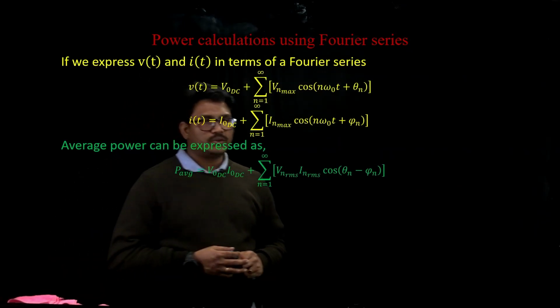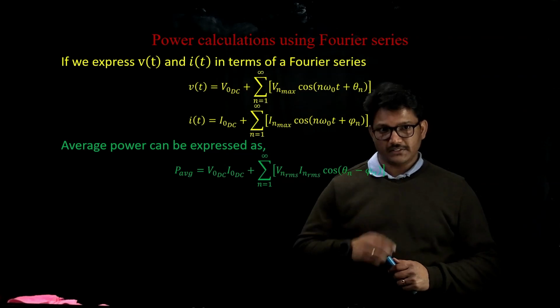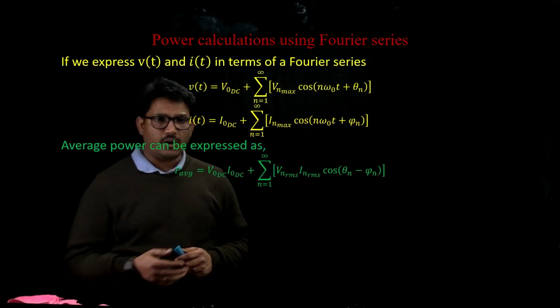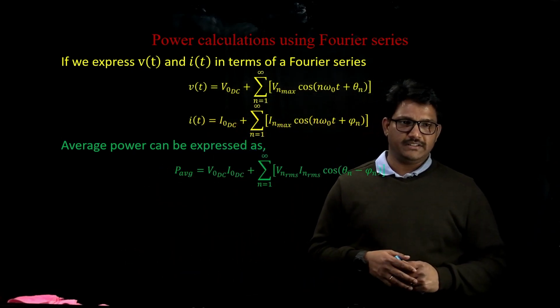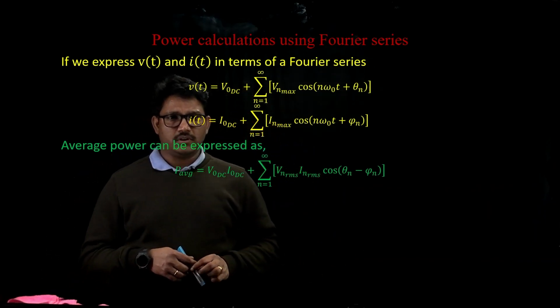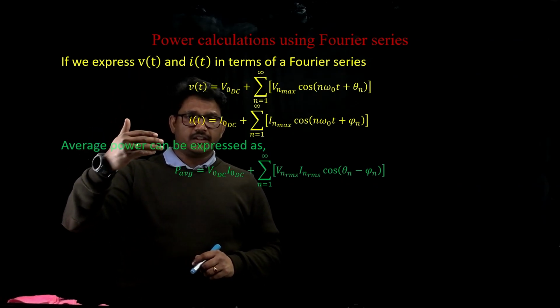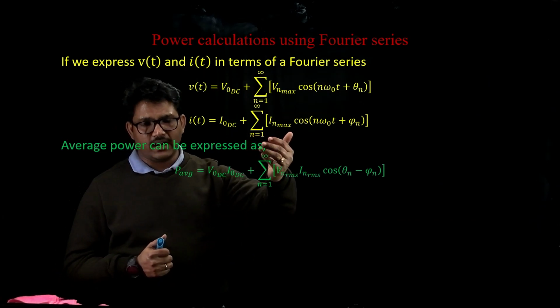Now we know how to represent the voltages and currents as a function of Fourier series, and we know how to calculate the average power or real power from the Fourier series functions of the voltages and currents. Now in this case, let's say you're talking about a pure sinusoidal voltage and pure sinusoidal current. That means you're talking about the fundamental voltage and fundamental current.